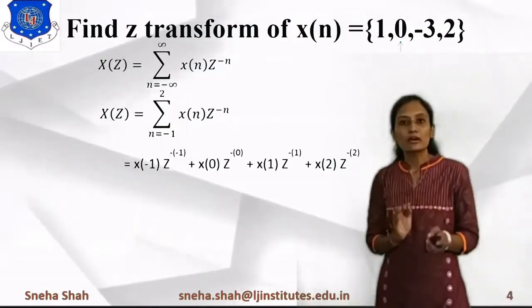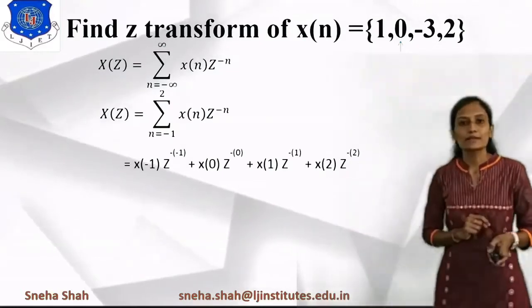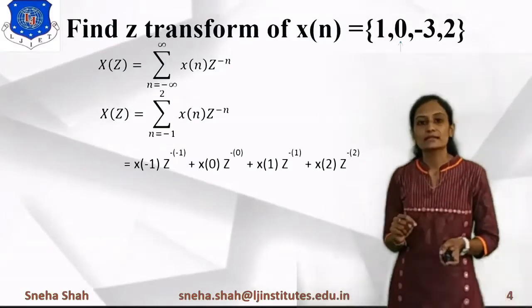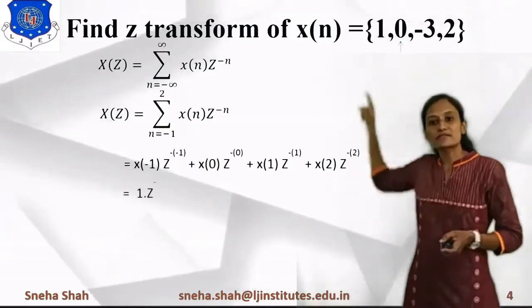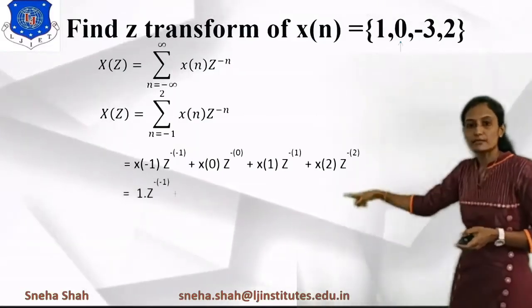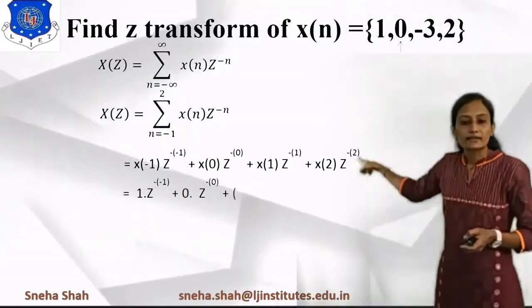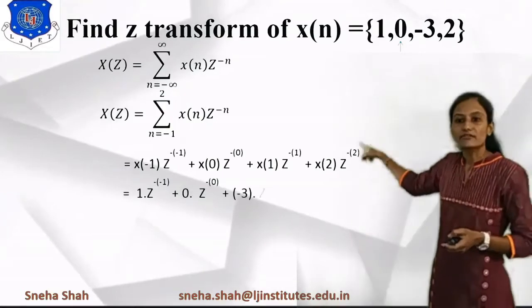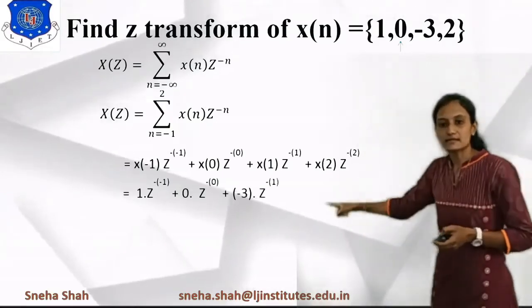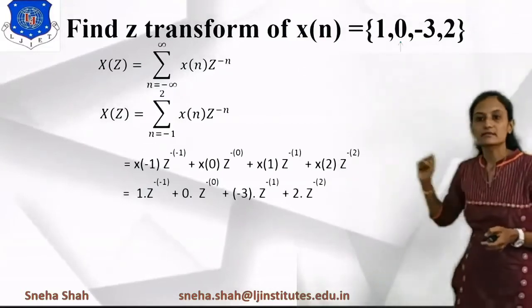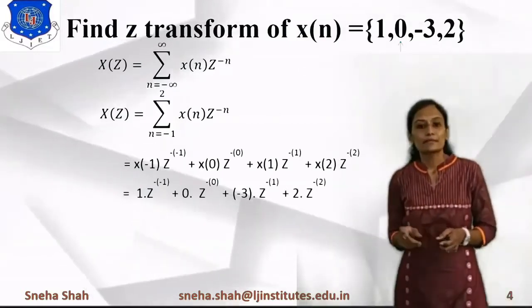So if we put all these values in this equation, what will be the next step? 1 into z to the power minus 1 plus x of 0 equals to 0, right? So I will put 0 into z to the power 0 plus x of 1, instead of x of 1 I will put minus 3, so minus 3 into z to the power minus 1 plus 2 into z to the power minus 2. So the next step will be like this.